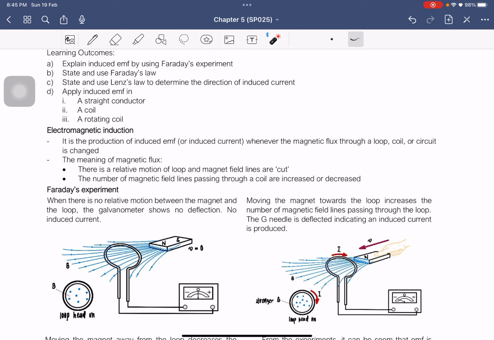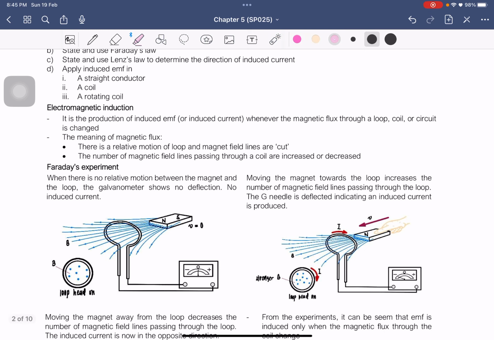Electromagnetic induction. So what is it? It is the production of induced EMF. They produce induced EMF or induced current when the magnetic flux through a loop, coil or a circuit is changed. So basically, when there is a change of magnetic flux, they will produce an induced EMF or an induced current. If there is no change in the magnetic flux, there will be no induced EMF or induced current.